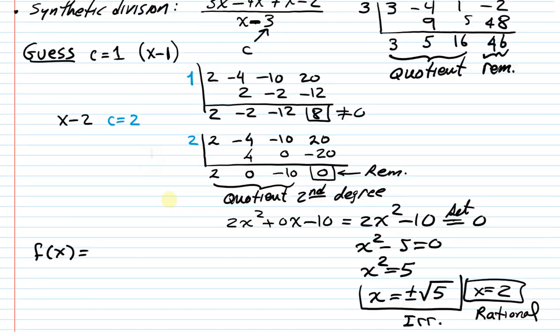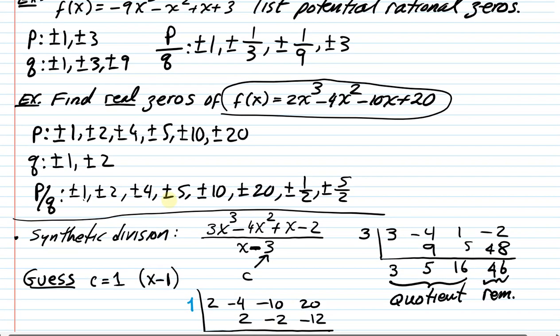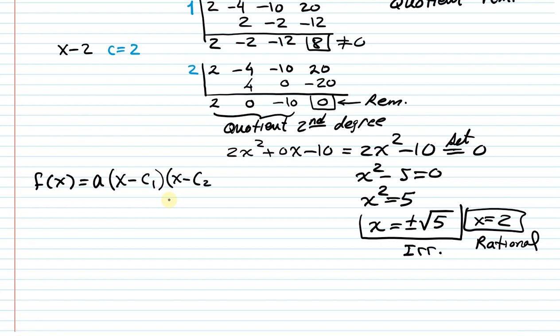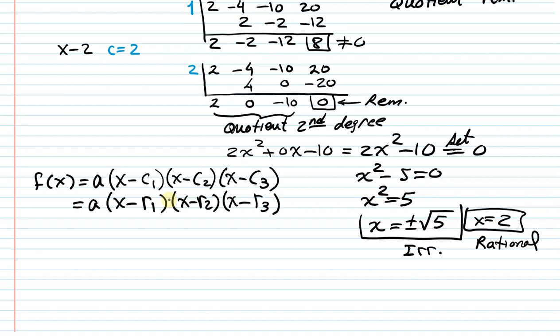So in factored form, we have the leading coefficient, which is 2, right? This is your a. The factored form for a third degree polynomial looks like this: x minus c1, x minus c2, x minus c3. Now earlier we used r, by the way, so that's fine. It's just a notation. That's exactly the same thing. So if you're wondering how come he's using c now, it's because your book does. And there you go. So those really mean the same thing. These are the zeros.